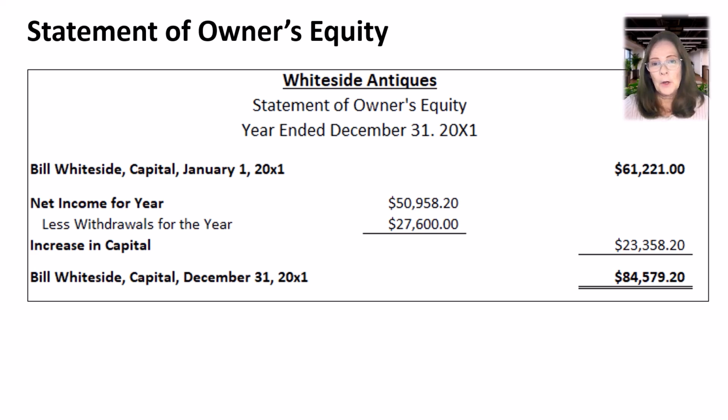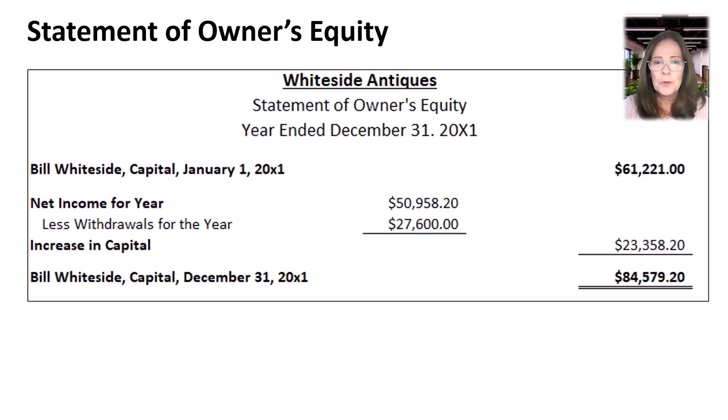The statement of owner's equity explains why the owner's equity changed during the period, and it is unchanged from the statements we've reviewed in prior chapters. It shows the beginning capital and ending capital, and the difference is the net income that increased the capital because the profits and losses belong to the owner of the business. Withdrawals decrease the owner's capital.